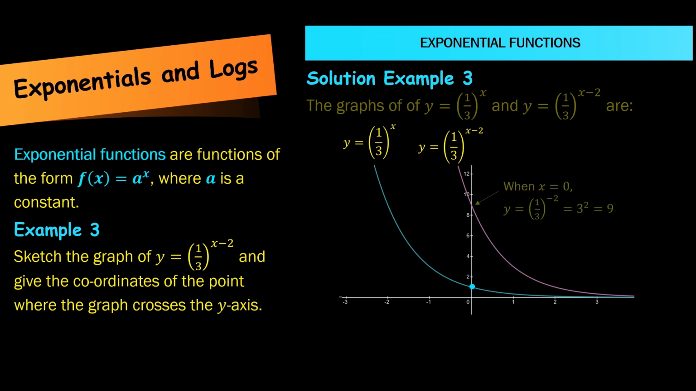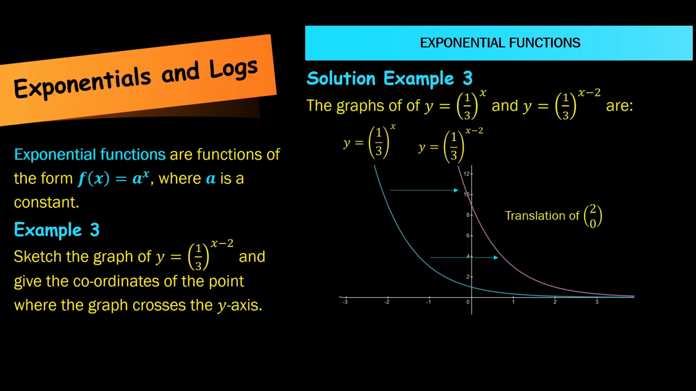For the first graph, when x equals 0, y was equal to 1. However, the corresponding point for x equals 0 is here. This is a translation of 2, 0. In fact, the graph y equals a third to the power x minus 2 is a translation of 2, 0 of the graph of y equals a third to the power x.